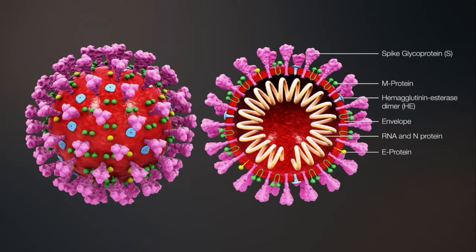Other things like M and E proteins aren't necessary. Meanwhile, the hemagglutinin esterase dimer, or short name HE, has a function to stick into a specific receptor so the virus won't move around.